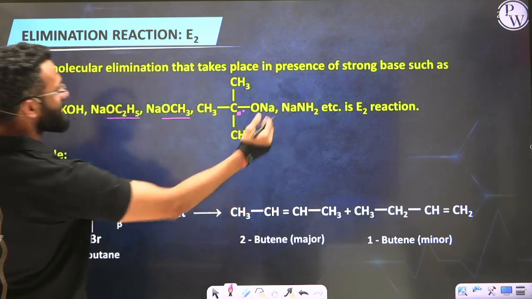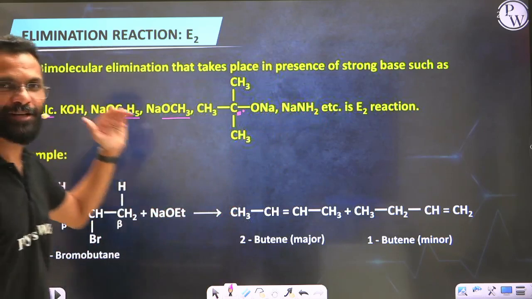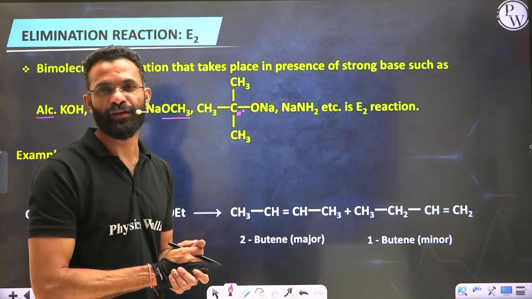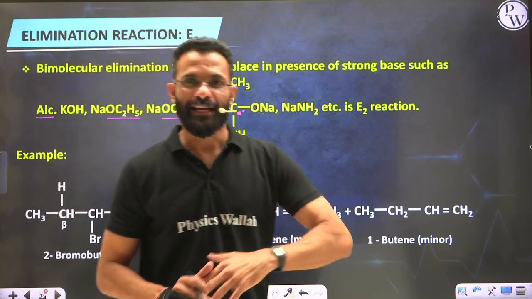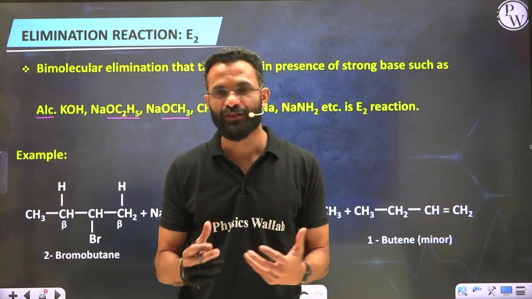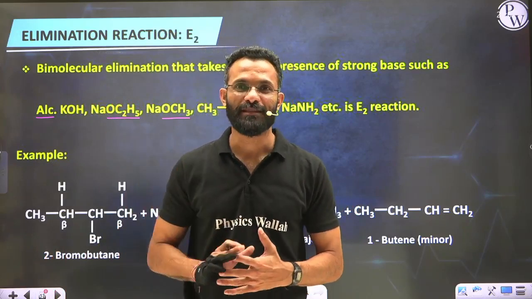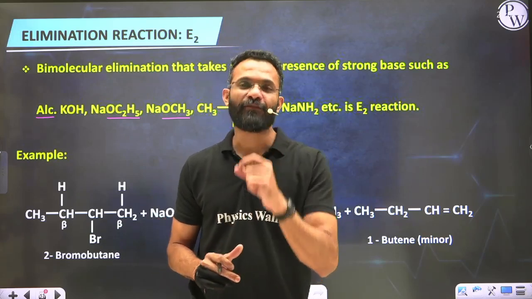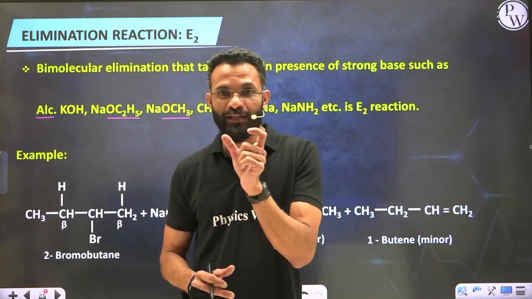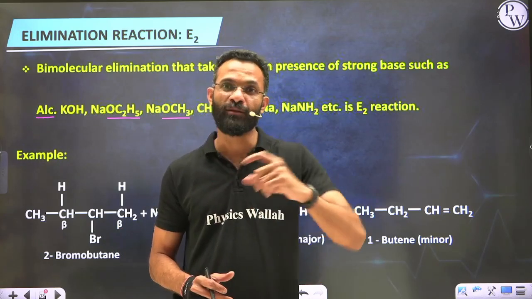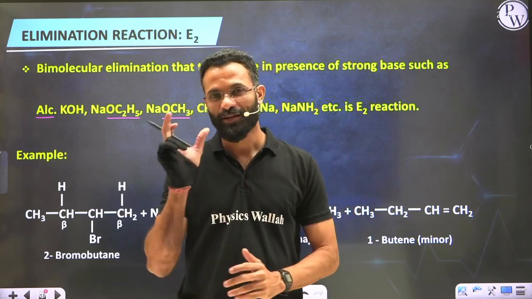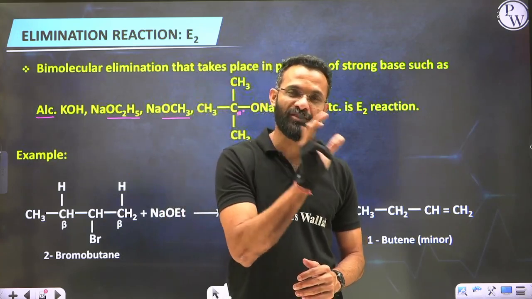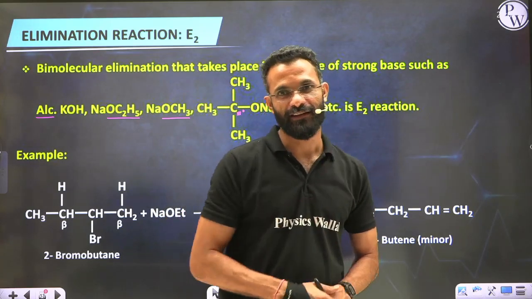The type of beta elimination that takes place in the presence of strong bases such as these 5, you call the E2 reaction mechanism. In 90% of questions, if they want to ask about E2, they'll give you one of these bases, and that's why simply remember these 5 bases. The first one is alcoholic KOH. Alcohol is a very important term, because using alcohol you get 3 more bases. So alcoholic KOH, then ethanol's conjugate base, then methanol's conjugate base, then tertiary butyl alcohol's conjugate base, and finally sodamide.